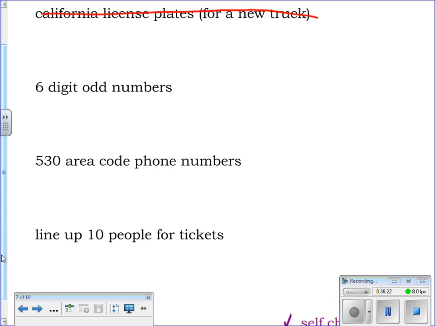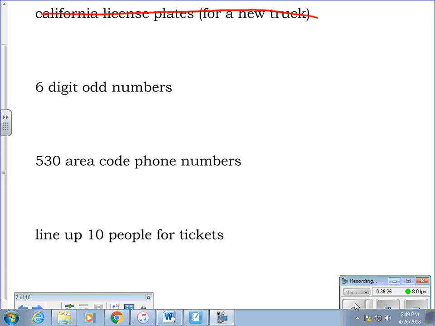Okay, so do these three. Do those three. Okay. Here we go.